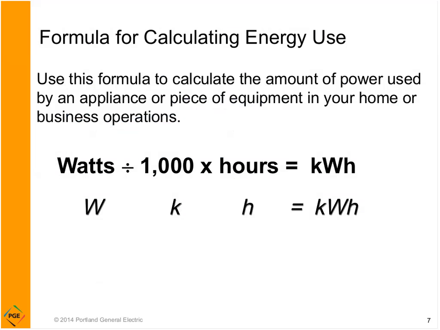So here's the basic formula. We have to have a little bit of algebra here. Watts divided by 1,000 would get you to the kilowatts, times the number of hours of use would give you kWh. This formula would calculate the energy used by any appliance or piece of equipment at your home or business operations.